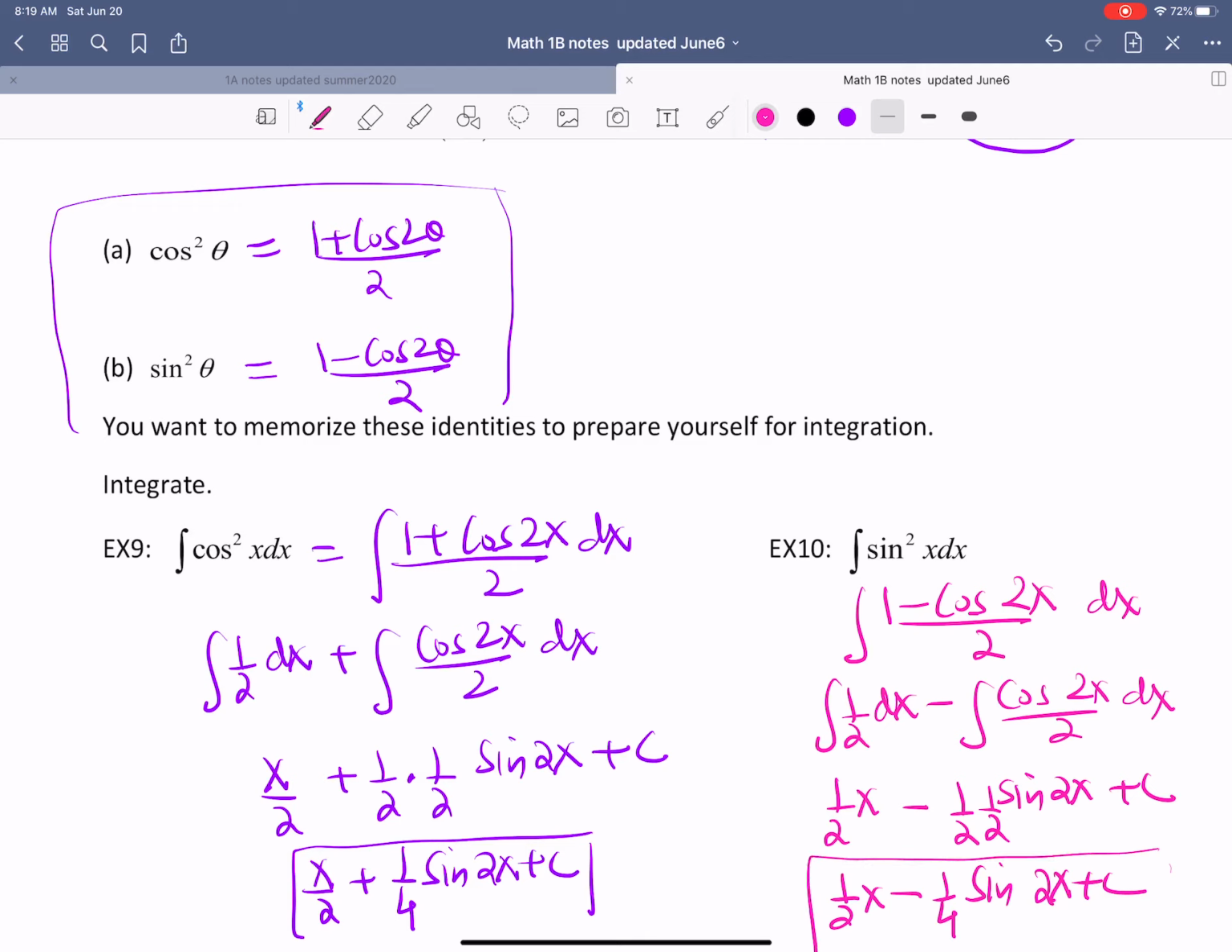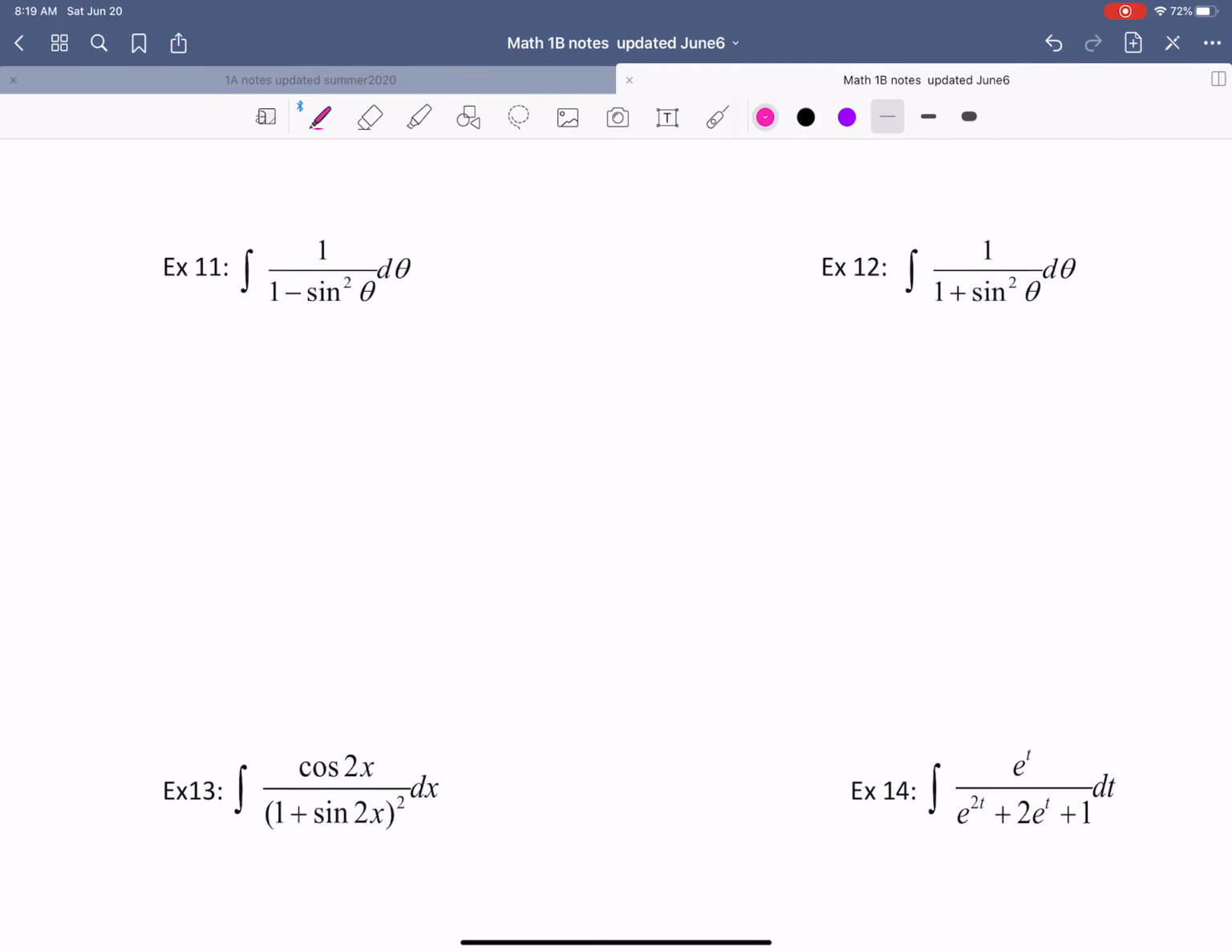All right, next few examples involving trig as well. Again, we'll have to be creative with these. 1 over 1 minus sine squared theta. How can I integrate 1 over 1 minus sine squared theta? There's nothing in the numerator.